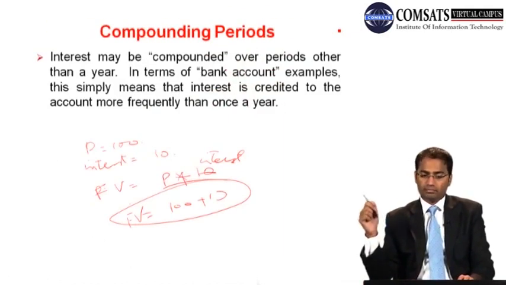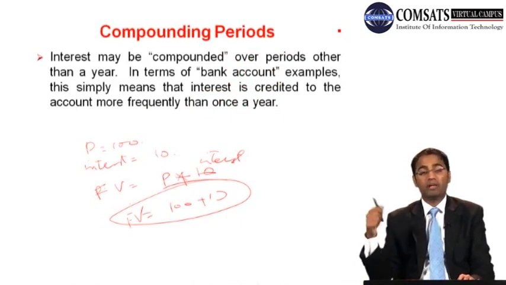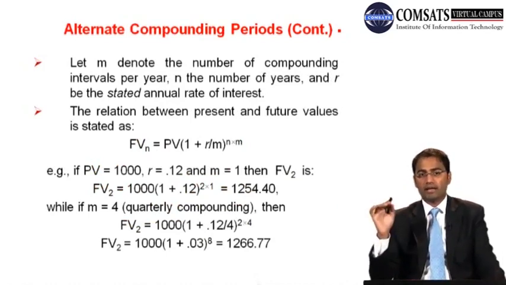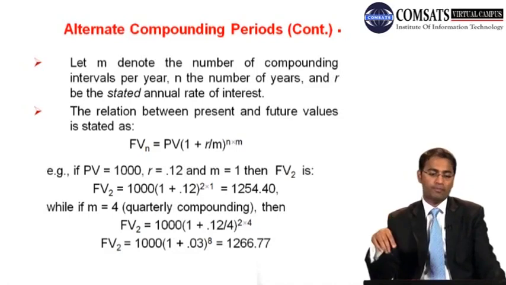So interest may be compounded over periods other than a year. In terms of bank account examples, this simply means that interest is credited to the account more frequently than once a year. So now we will have a few examples of the concept. After going through this concept, we will have a better understanding of compounding.